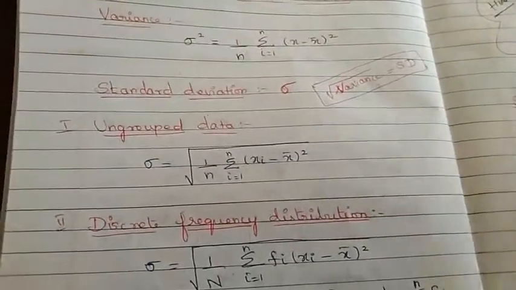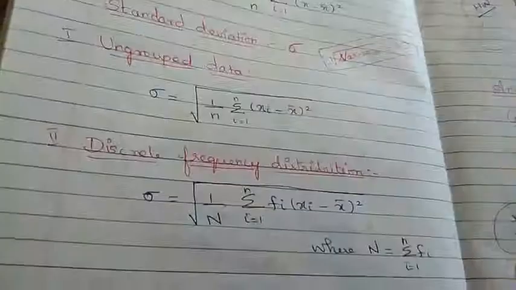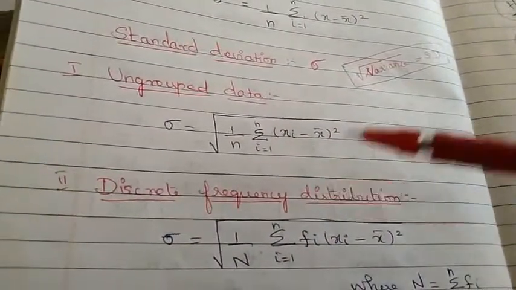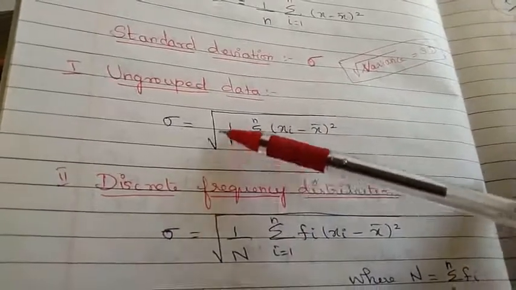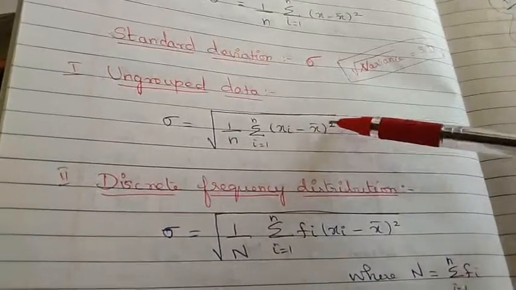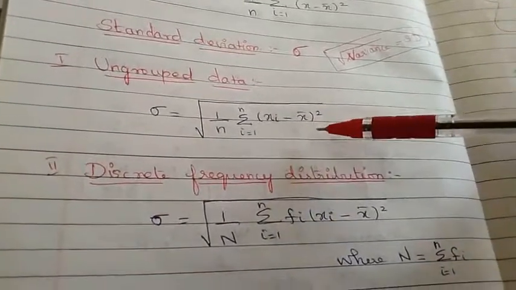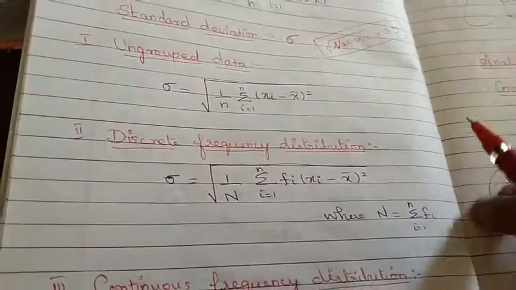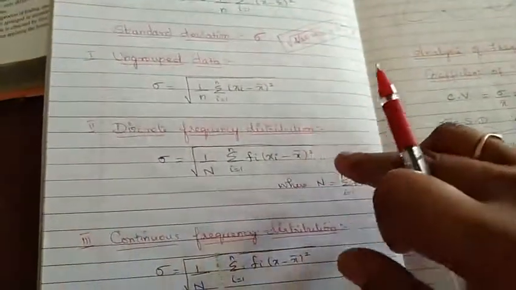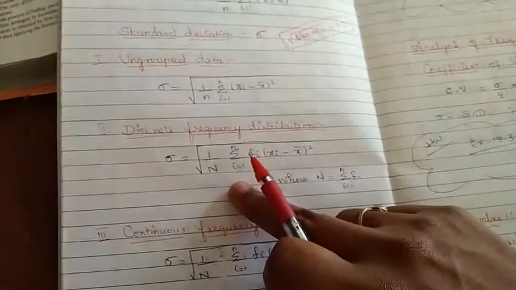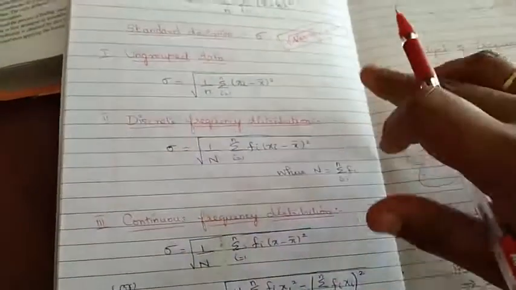Again we have a list of formulae for standard deviation. For ungrouped data, which means raw data, if you get only x values, the formula is square root of 1 by n into summation i equal to 1 to n, xi minus x bar the whole square. So again here we need to find the mean. Then for discrete frequency distribution, if we have x and f values, standard deviation is square root of summation fi into xi minus x bar the whole square divided by summation f. Capital N is nothing but summation f.